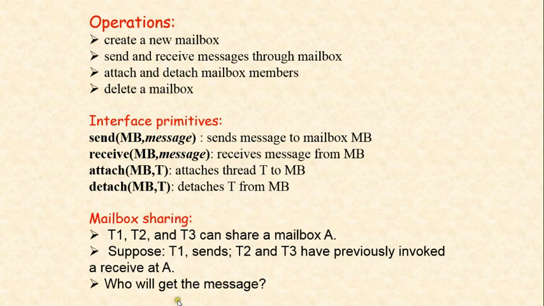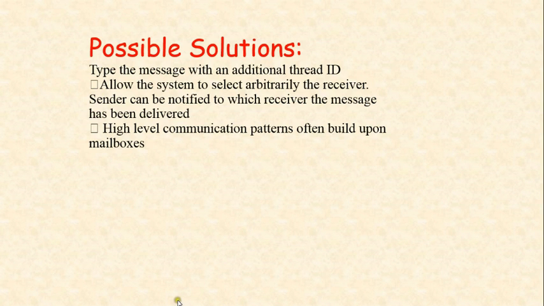Coming to mailbox sharing, T1, T2, and T3 can share a mailbox A. Suppose T1 sends, and T2 and T3 have previously invoked a receive at A. Now, who will get the message? Well, a possible solution is to tag the message with an additional thread ID, then allow the system to select the receiver arbitrarily. The sender can be notified to which receiver the message has to be delivered. High-level communication patterns often build upon mailboxes.